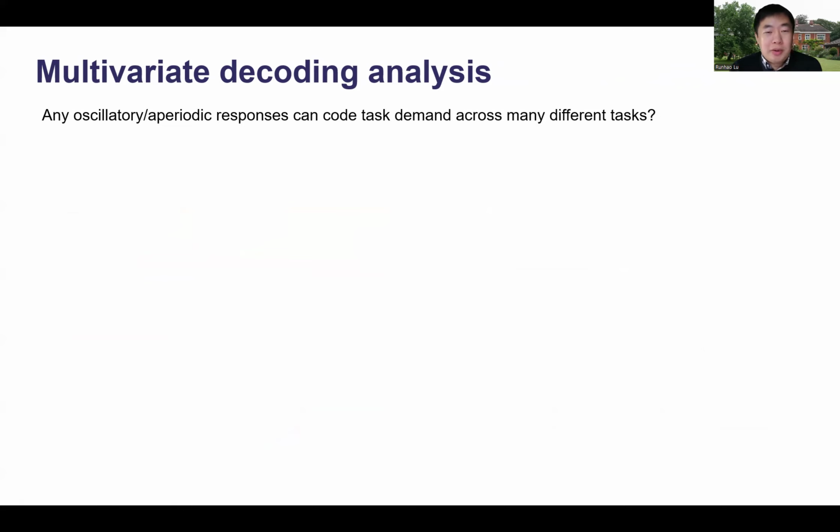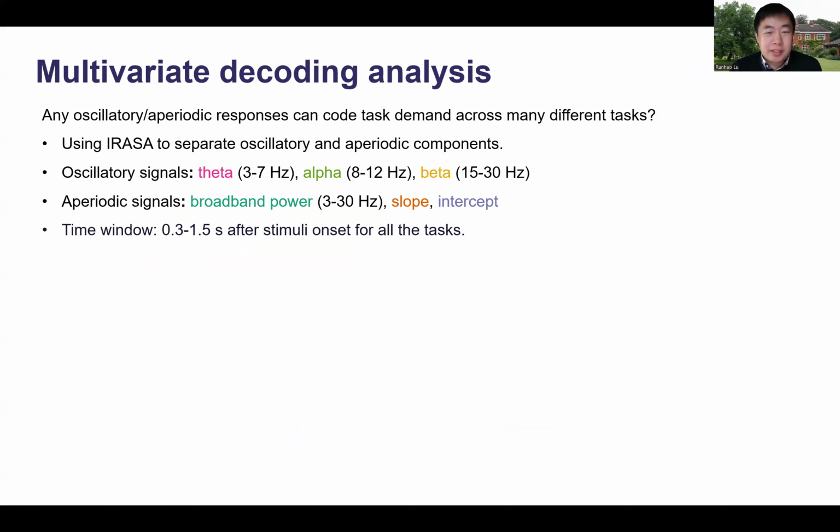We will use multivariate decoding analysis on 6 different kinds of signals. We first use ERASA to separate oscillatory and aperiodic components. For oscillations, we have theta, alpha and beta power. For aperiodic, we have broadband power averaged across 3 to 30 Hz. We also have slope and intercept.